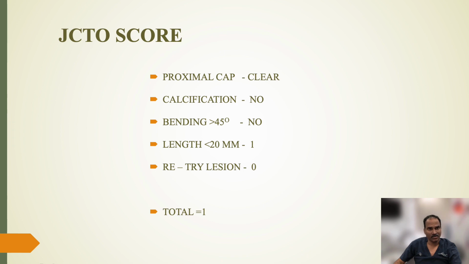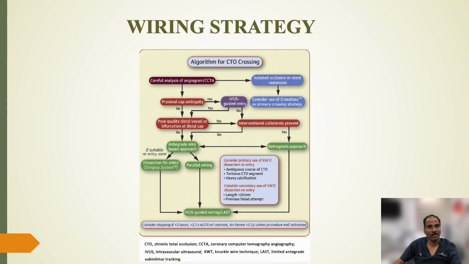Coming to JCTO score, proximal cap is clear, and there is no calcification, there is no bends. Only length is a bit longer, so more than 20 millimeters, and so overall JCTO score is 1. So at the outset it appeared a very simple lesion to cross and complete.